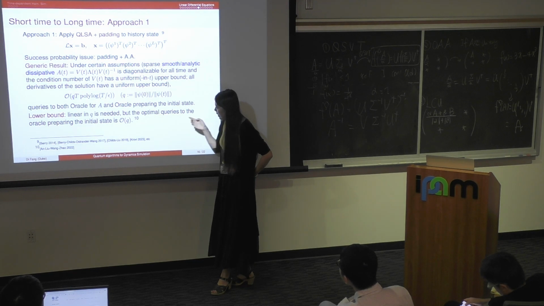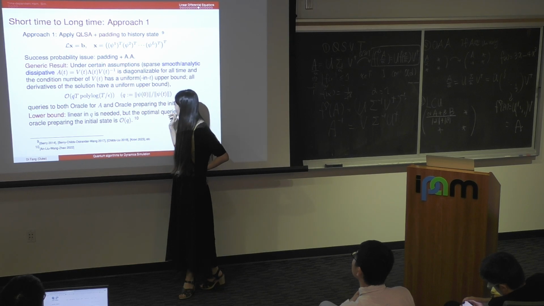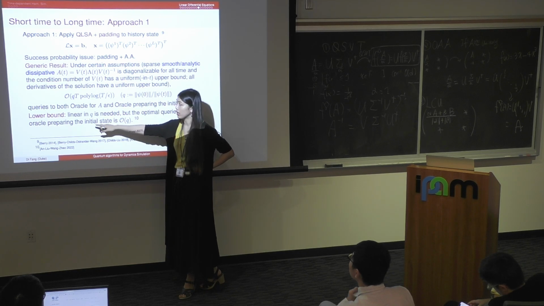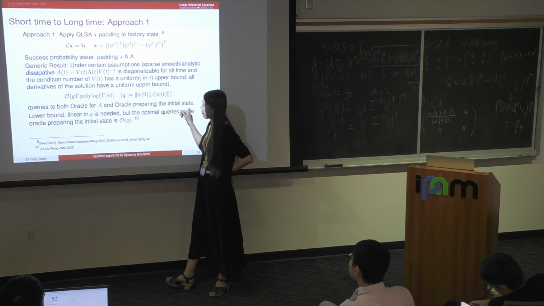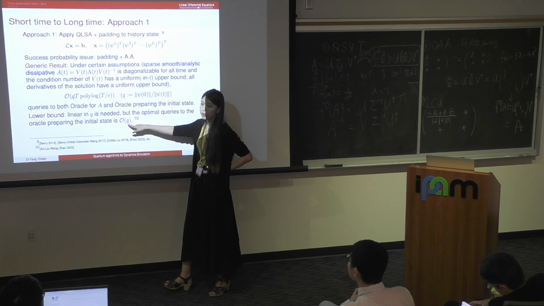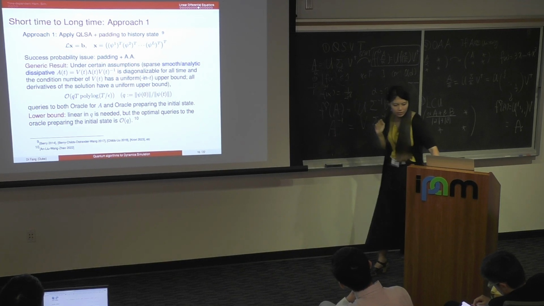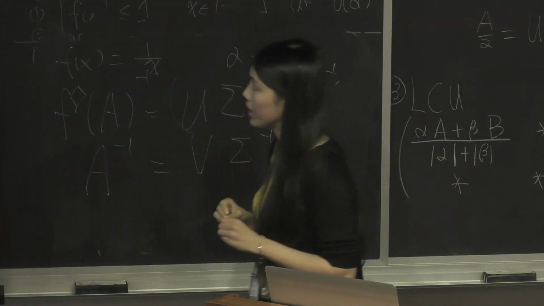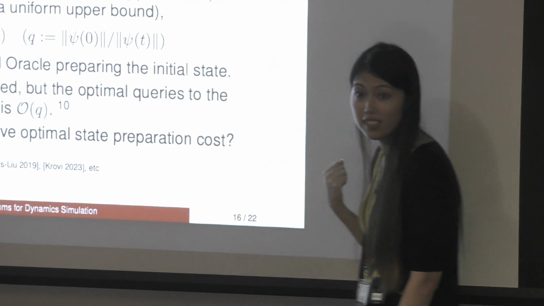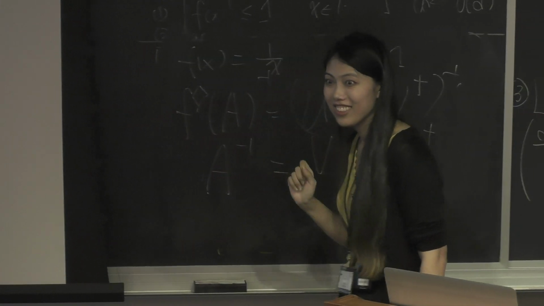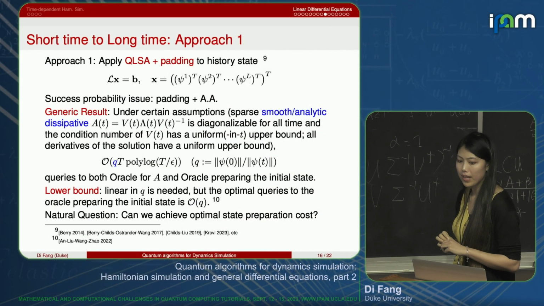What is even more interesting is that in this paper, and Liu is in the audience, one can show how many queries you need for the initial state preparation. It turns out in these formulations, you need this many queries of both A and the initial state preparation. However, it seems that linear in Q should be sufficient. You should get rid of all of these for initial state preparation. Right? And then the very natural question is: can we achieve the optimal state preparation, with all of these similar assumptions going on? Right? Are we okay so far? Okay. Then I'm going to introduce two ways, at least, in the literature to achieve that.